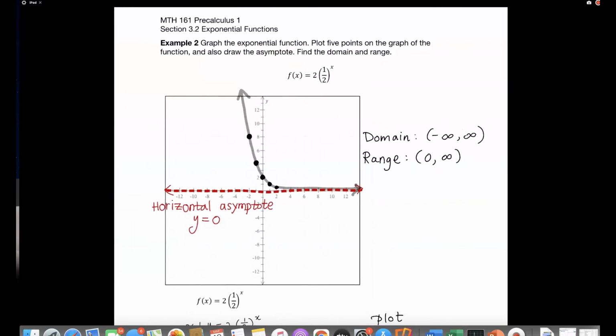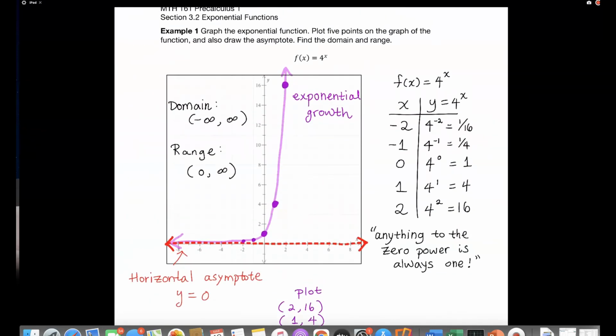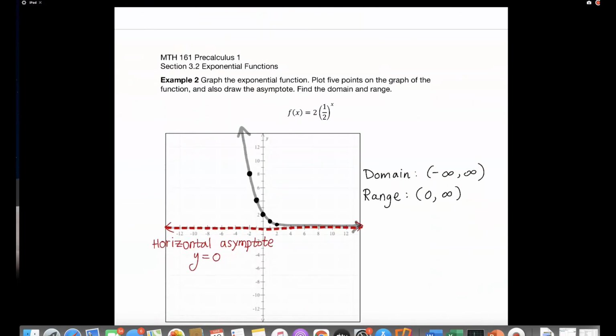So we graphed two exponential functions. The first one was going up from left to right, so we call that exponential growth. The second one that we just graphed is actually decreasing from left to right. So you do want to say this is an exponential decay function, okay? Because it was going down from left to right.